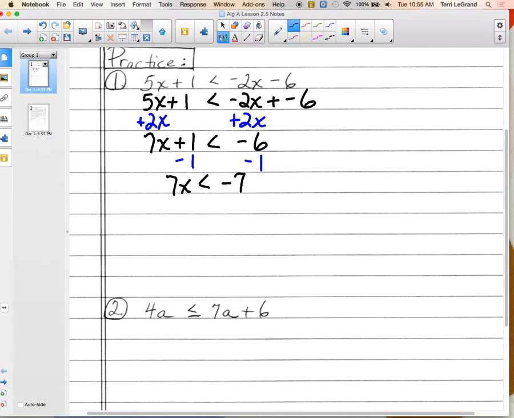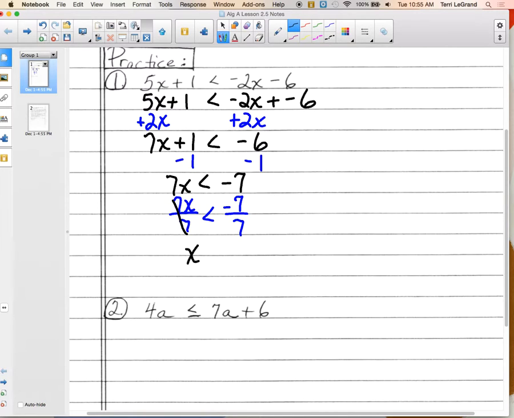Okay? And it looks like we have one move left to make, don't we? What is it, class? Divide both sides by 7. Yeah, divide both sides by 7. So 7x is going to get divided by 7. Negative 7 is going to get divided by 7. We have x now by itself.